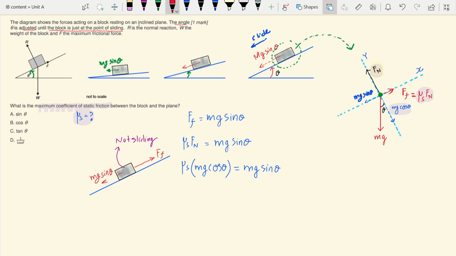We can cancel mg on both sides, and from here the coefficient of static friction must be equal to tan theta. So the right answer should be C.